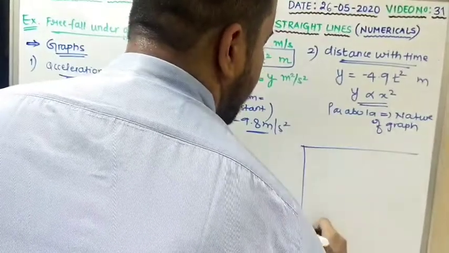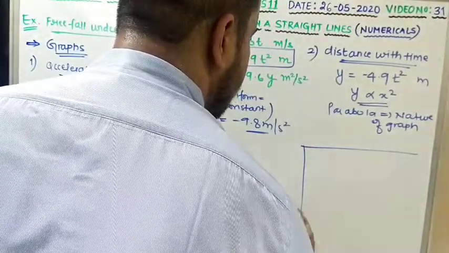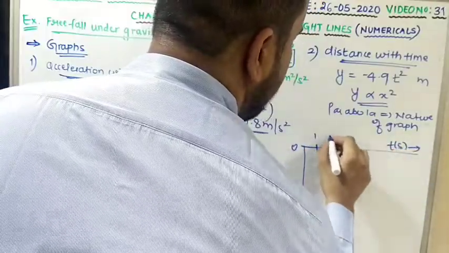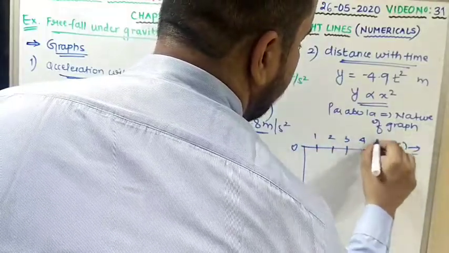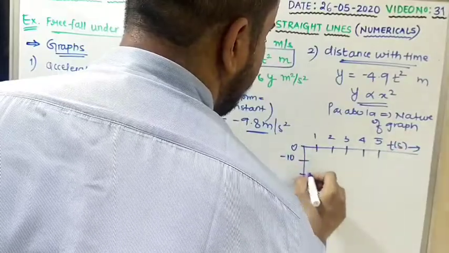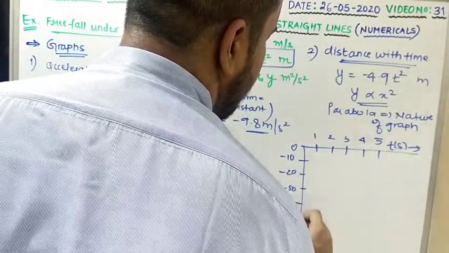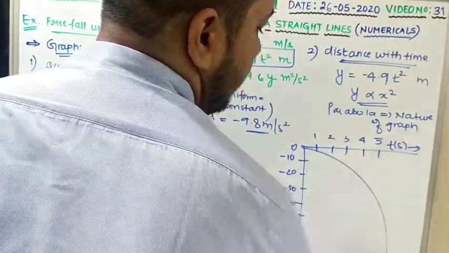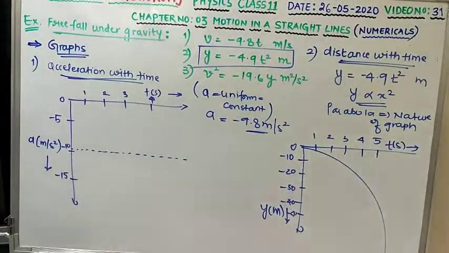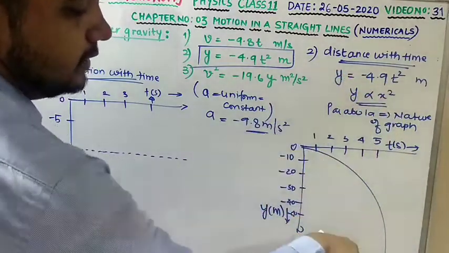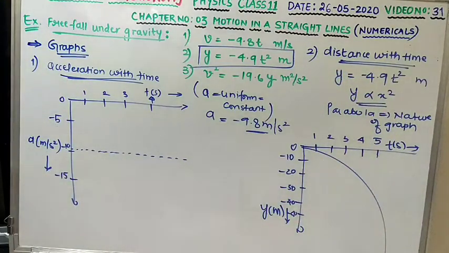Yes or no? So if I plot the graph, this is my y in meters, this is my t in seconds. 0, 1, 2, 3, 4, 5, minus 10, minus 20, minus 30, minus 40, minus 50. I am going to get a graph like this. Clear? It is minus, so downwards. t square means parabola. Till this clear? Hope it is perfectly clear.